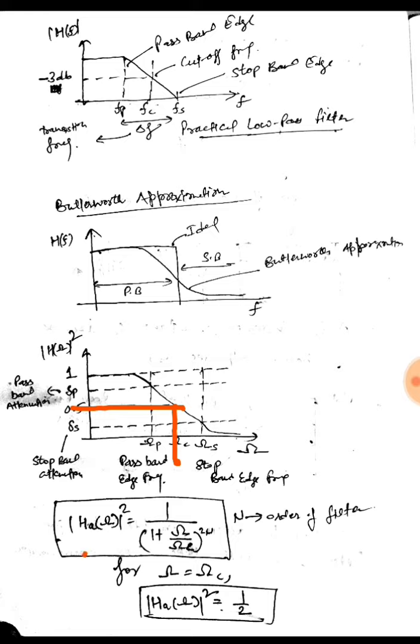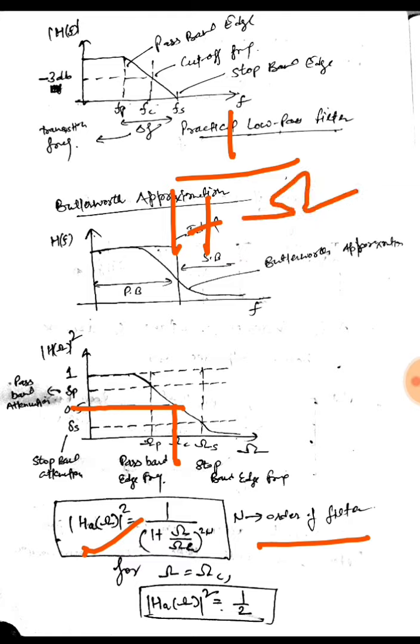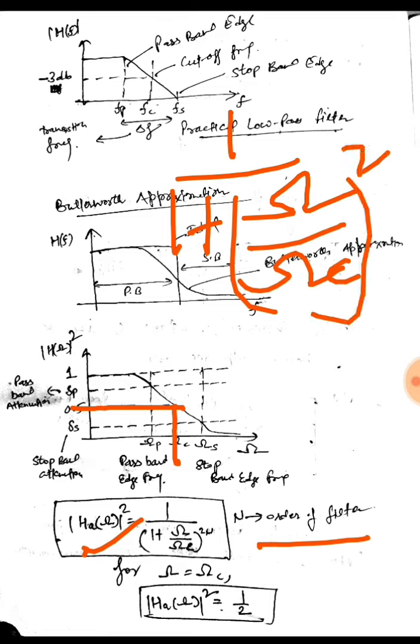So this H(omega) squared can be written as 1 plus (omega upon omega c) raised to power 2n, where n is the order of filter. So we can see it is 1 upon 1 plus (omega upon omega c) squared.